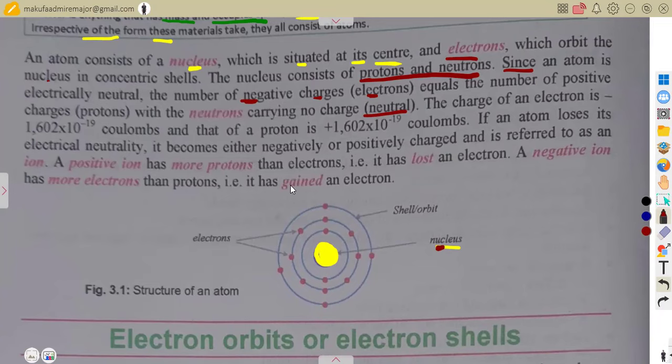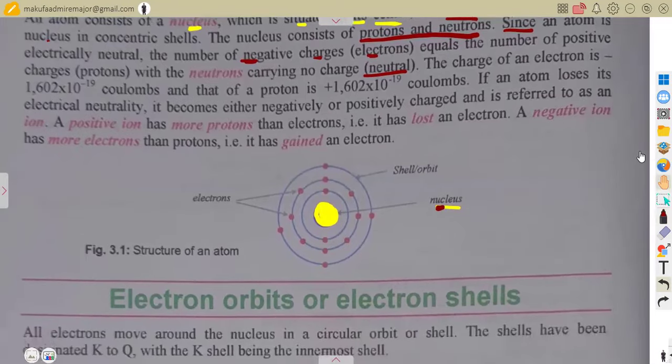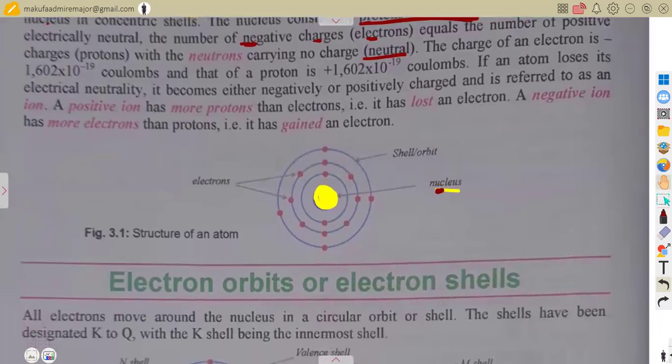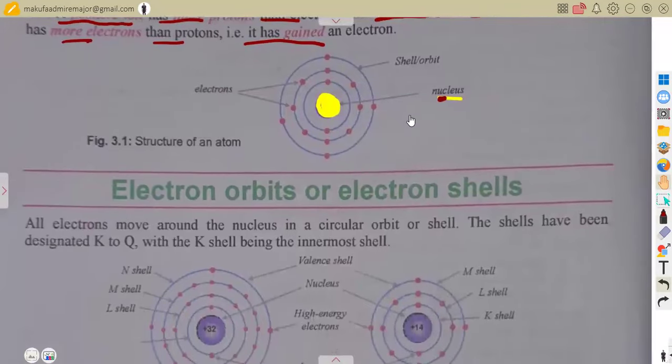I want you to go through this part and understand everything in the theory that you are given. Then the other important part is the positive ion. It has more protons than electrons, that is, it has lost an electron. Whereas a negative ion has more electrons than protons, that is, it has gained electrons.